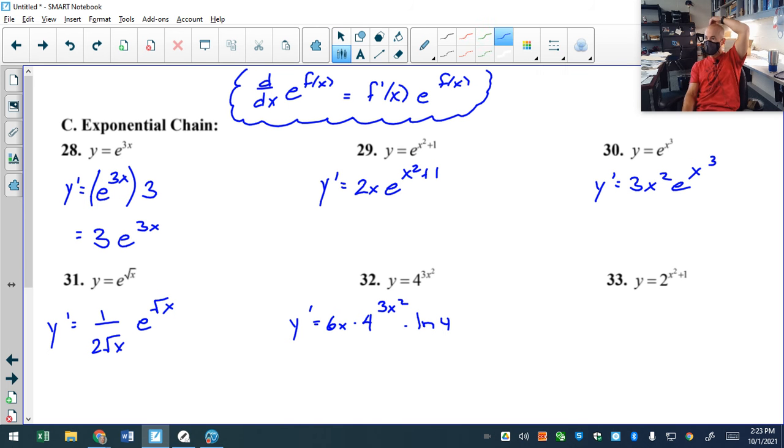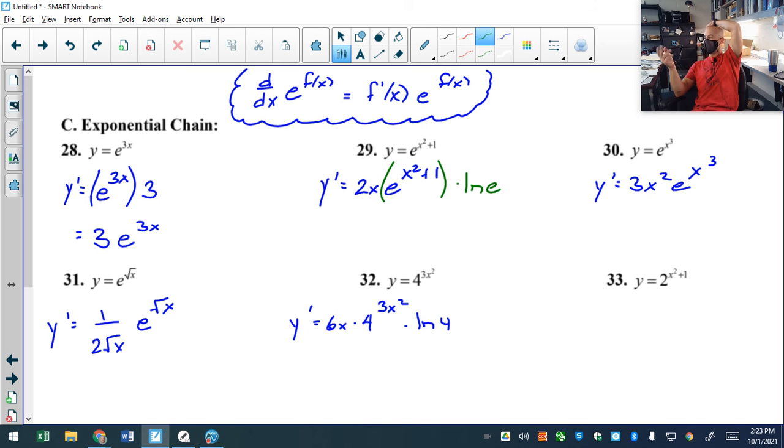And technically we are doing that with the e functions also. If I take all of these up here and I multiply by the natural log of the base, you're fine. That is true. That is correct as well.